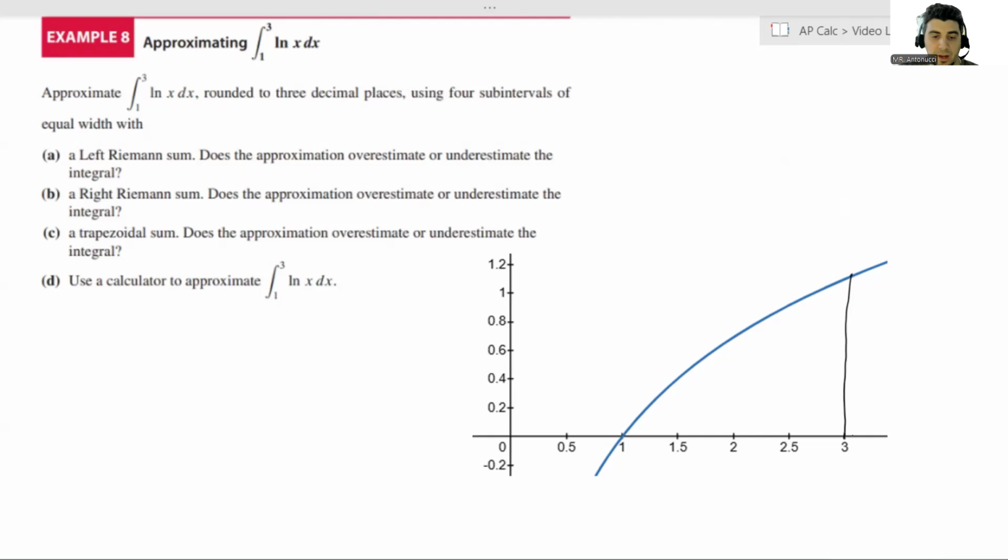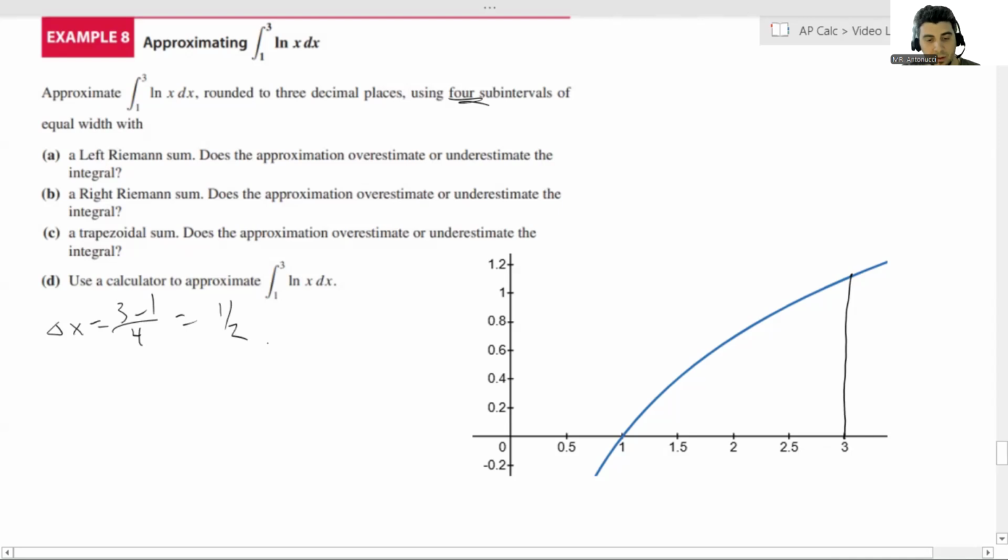Now we want to do left Riemann sum. We're doing 4 subintervals. So delta x is b minus a over 4, which is 1/2. So each subinterval is half a unit wide. So for the first one, it's going to be f of 1 times 1/2 plus f of 2, or excuse me, 1.5. Let me just fix that up right there.